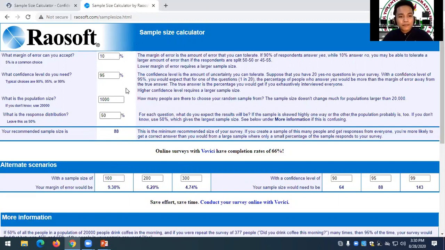Right. So, in this case, meron akong sample dito na ang ginamit ko dito ay 10% margin of error. Okay. Pero meron ako dito population size na 1,000. Tingnan natin.